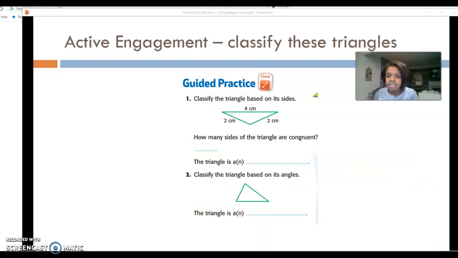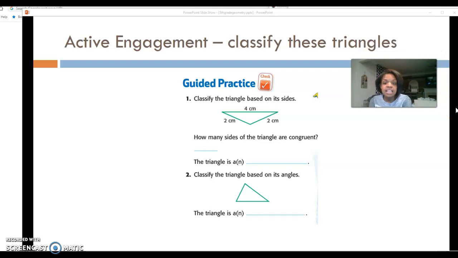Let me move my camera down a little bit. All right, classify the triangle based on its sides. So let's look. We've got 2 sides that are exactly the same and 1 side that is not. Okay, so this has 2 congruent sides. So because of that, I would call this an isosceles triangle because we're going off of its sides. How many sides of the triangle are congruent? 2. The triangle is an isosceles triangle.